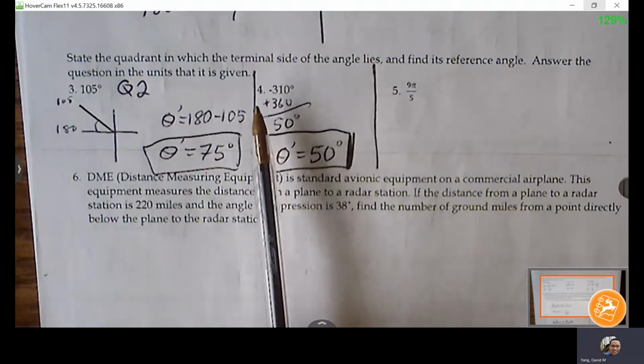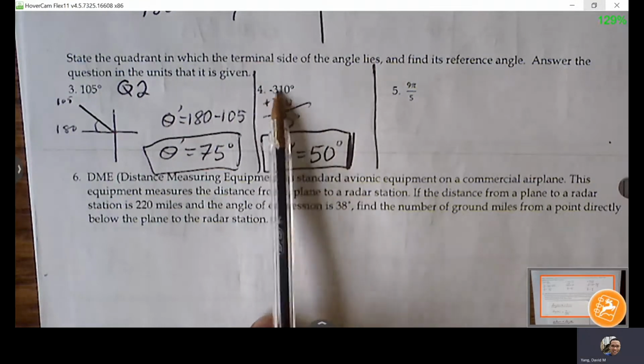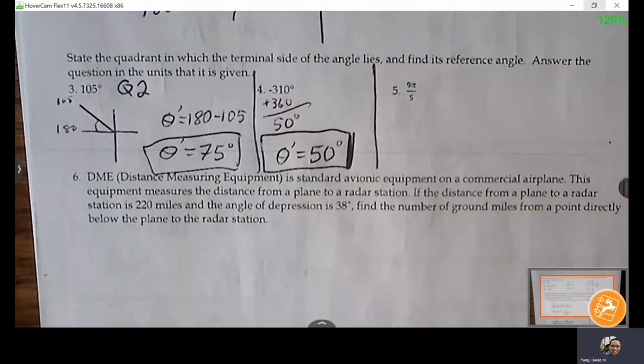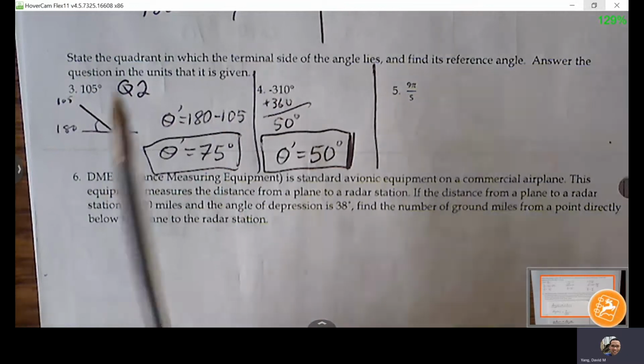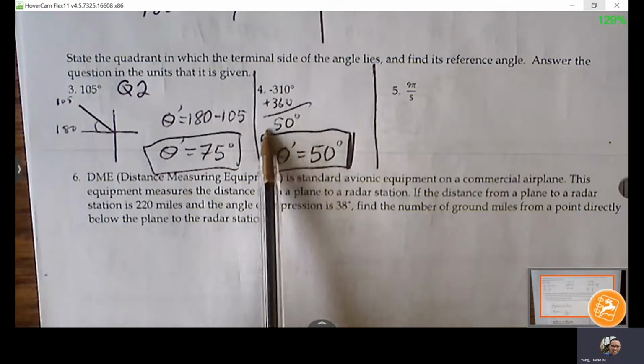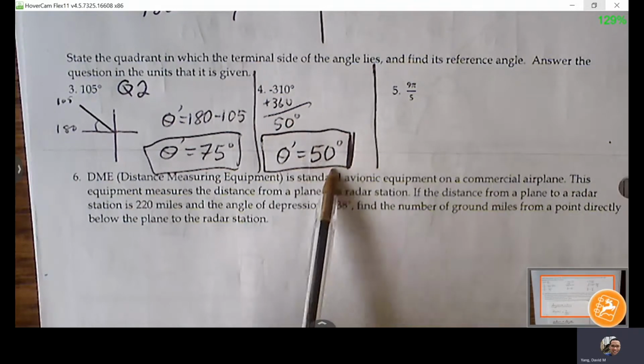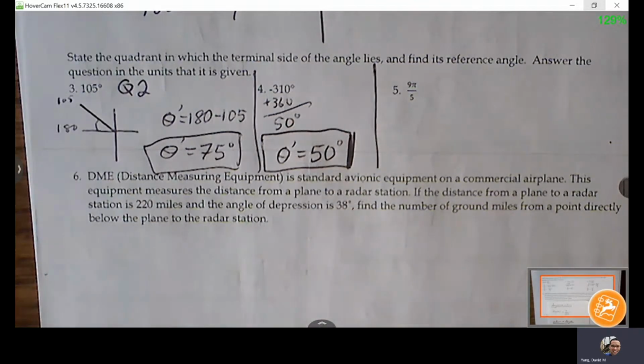For number 4, negative 310 may not be recognizable initially, but remember we can always either add or subtract 360 or add or subtract 2 pi to get it to a measure that's more recognizable. So once we get it into that range between 0 and 360, we realize that 50 degrees is already in the first quadrant. So 50 degrees is your reference angle as well, right?